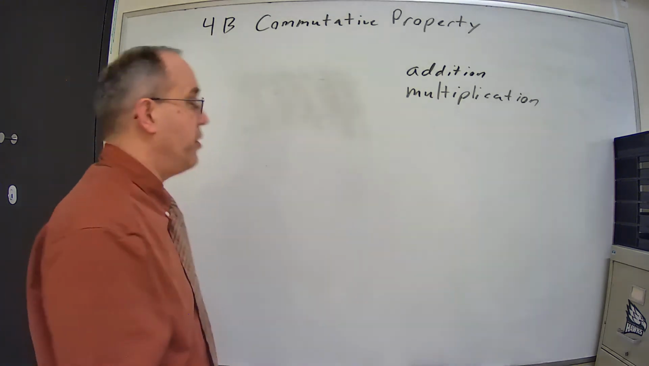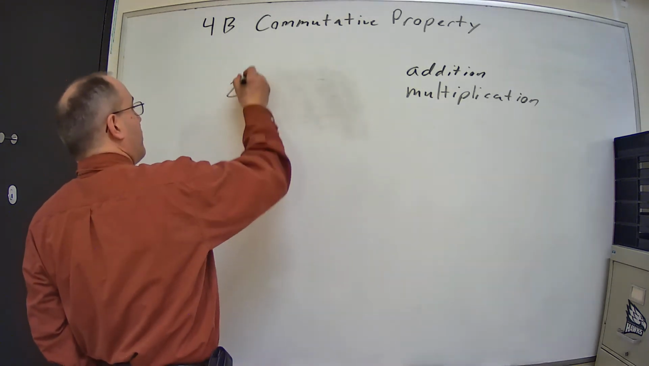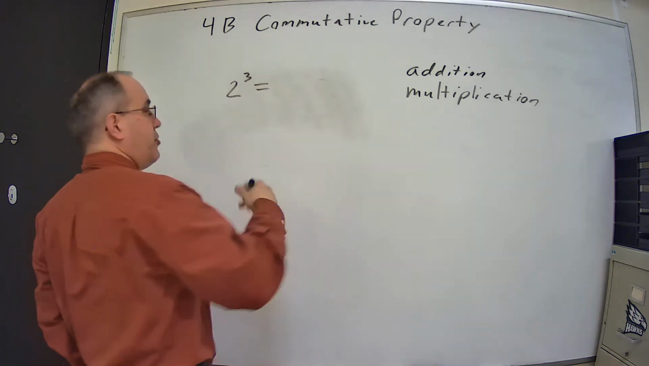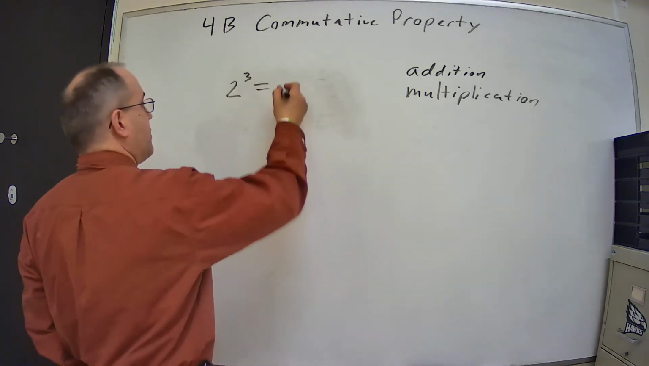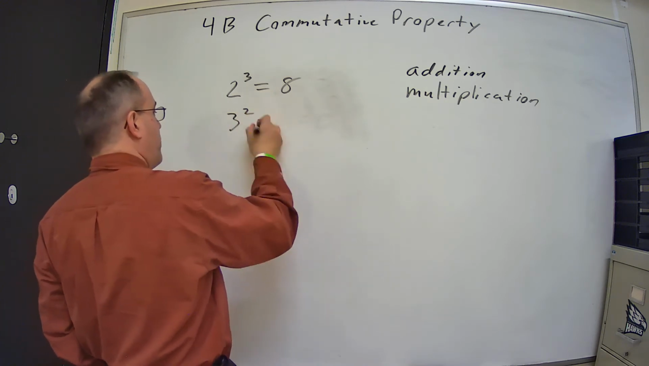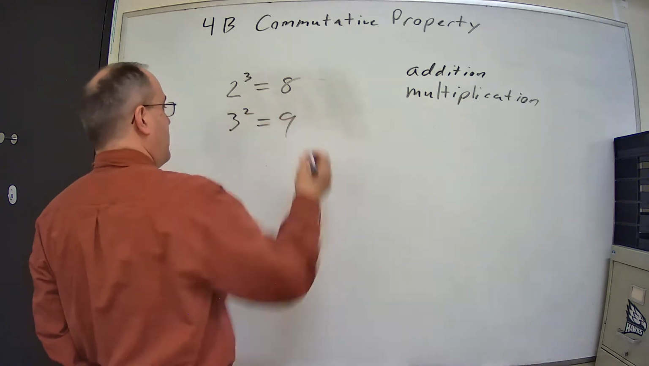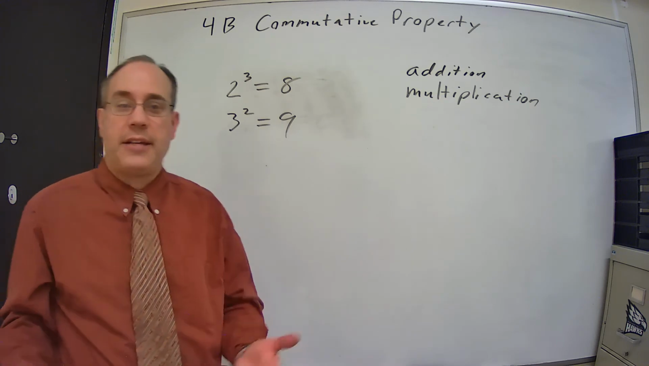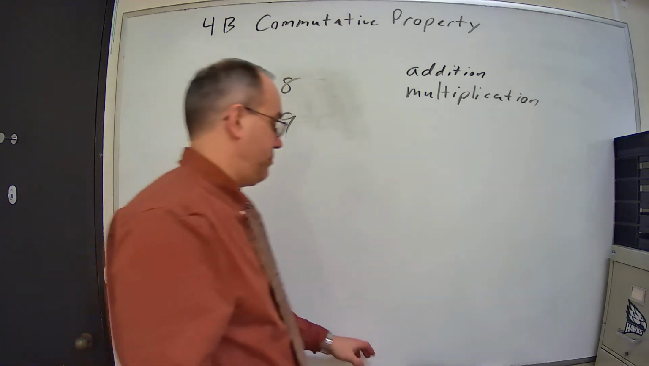Let's try exponents. 2 cubed is equal to 2 times 2 times 2, or 8. 3 squared is equal to 3 times 3, or 9. Exponents are not commutative.